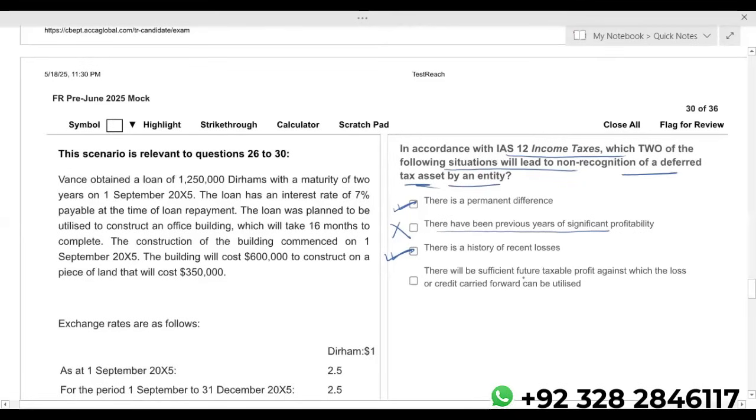If there will be sufficient future taxable profit against which you can utilize the deferred tax asset, then you should recognize it. Here the examiner is asking, give me the two circumstances where you should not recognize a deferred tax asset. It is A and C.